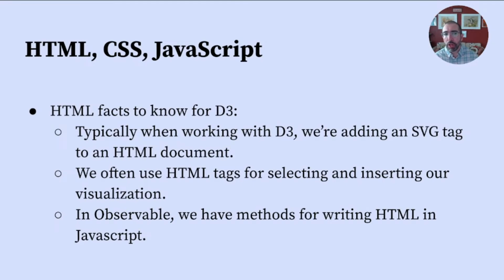And in Observable, we have methods for writing HTML and JavaScript. That's going to work really well for using it in notebooks. It's a little different if you were taking a course that was not using Observable. You would just be writing an HTML document and then adding maybe a script tag in there for writing JavaScript. But in Observable, we're going to be writing a little HTML in JavaScript. So it's really easy to do the two in conjunction.